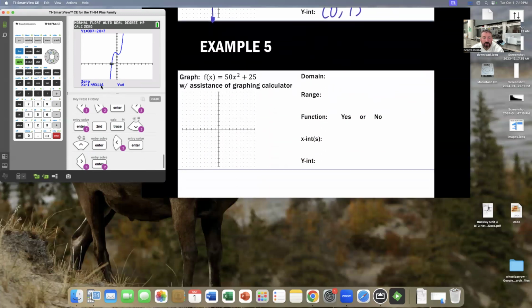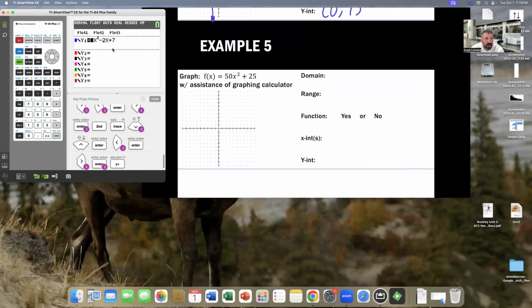All right, and now we're going to our final problem here. We're going to go to y equals. We're going to clear out the y equals that we had before, hitting the clear button. And we're going to type in 50x squared plus 25.